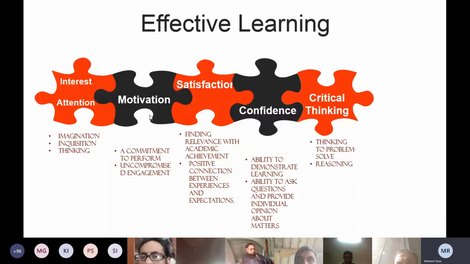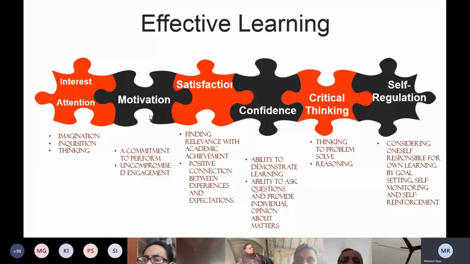Finally, by doing all of this, you ensure critical thinking among students. They think about problem solving, they think about reasoning, so that even if they don't agree with you on a certain argument or on a certain learning experience, it's a good thing for them to engage in reflection, to argue with reason, to argue with logic.